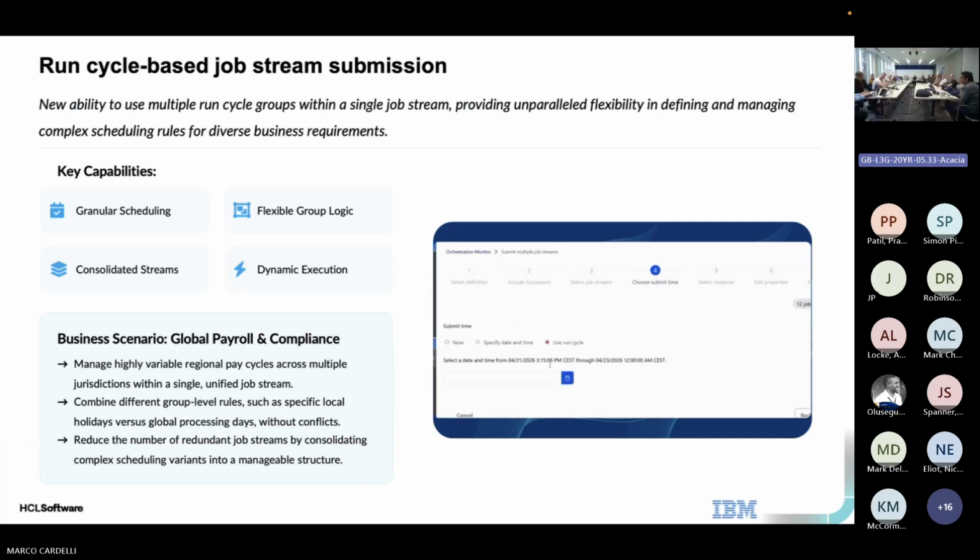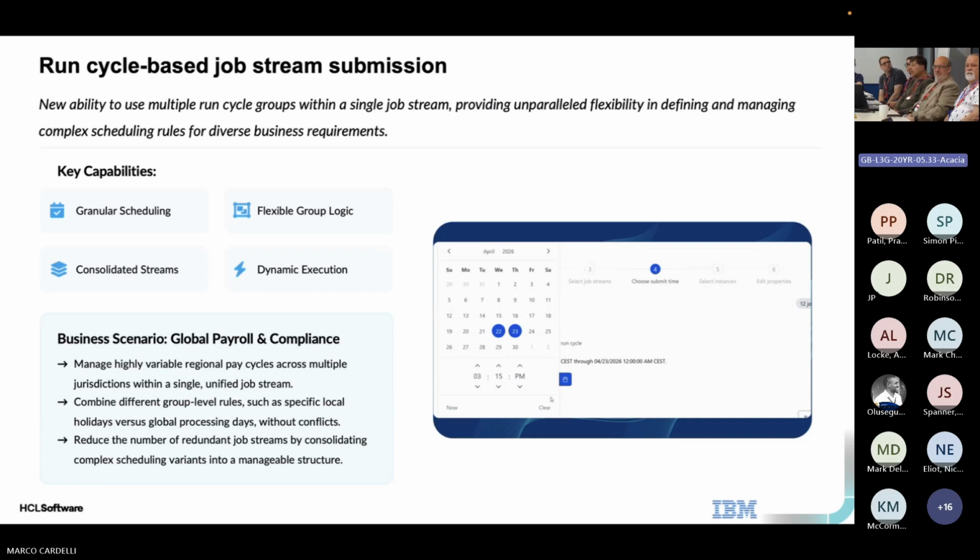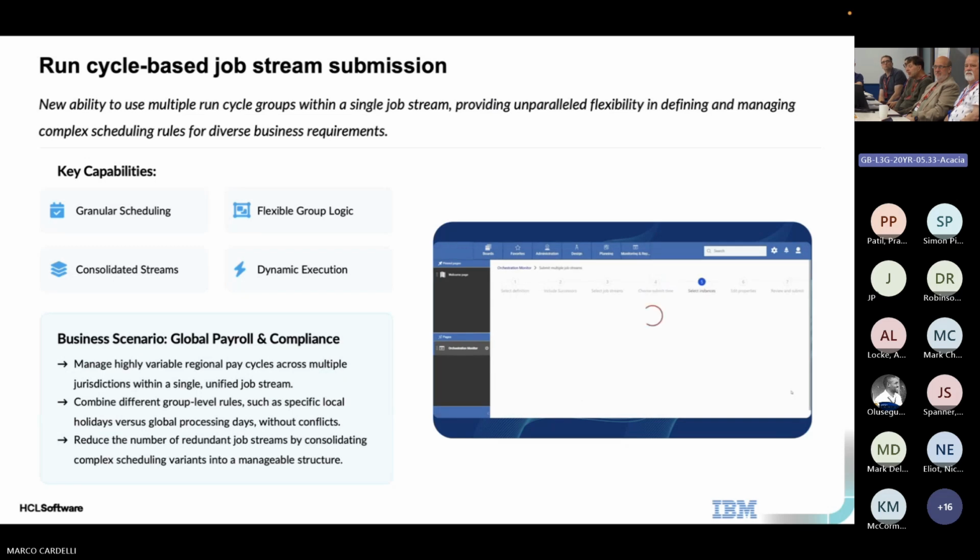Next, I think this is something that is new as well. You can use multiple run cycle groups within a single job stream, and that makes the scheduling much more flexible. The idea behind this functionality is that previously when you submitted a job stream, you could choose either now or specify a date and time.